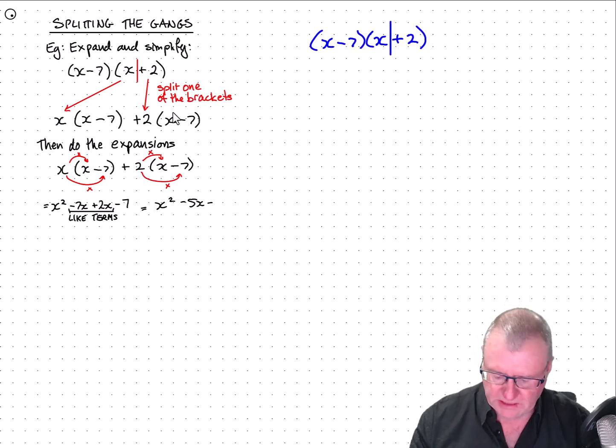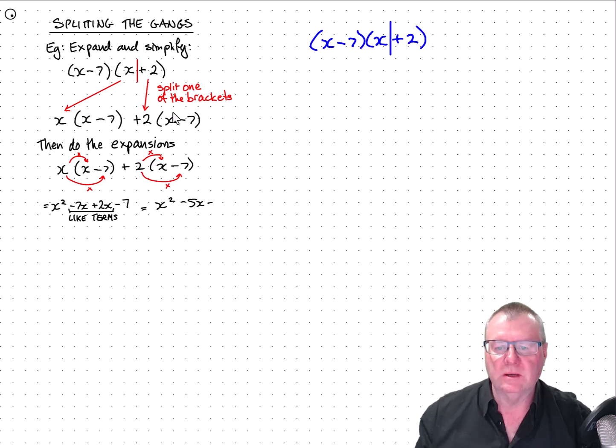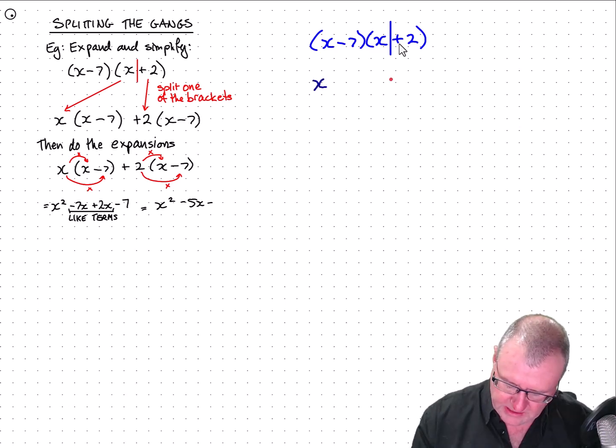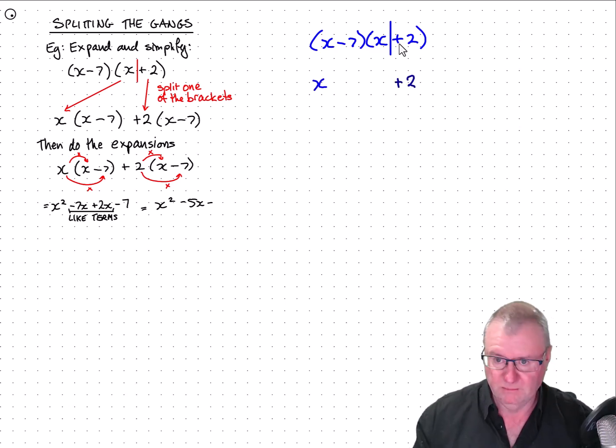And you'll notice I've split it in front of the plus 2 because the terms are the x and the plus 2. So wherever there's a plus or a minus, that's where I can split it into separate terms. Okay, so this is the gang I'm going to split. I'm going to write the x, leave a big gap, and the plus 2.